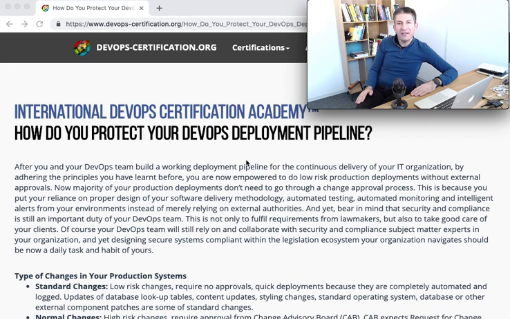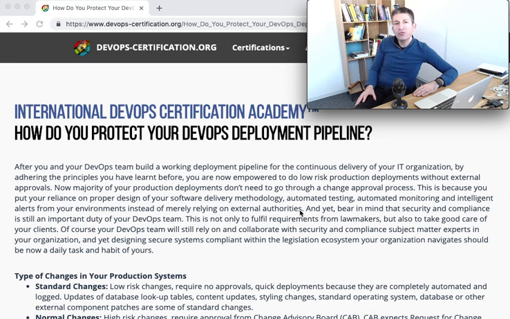So as we discussed in the previous lessons, you are able to build your deployment pipeline, right? We discussed how to set up the necessary tool chain to make sure that you have continuous integration and continuous test automation in place, and now you are able to deploy all this code into production, but also into your non-production systems without any hassle. And now, after you and your DevOps team build a working deployment pipeline for the continuous delivery of your IT organization by adhering to principles you have learned before, you are empowered to do low-risk production deployments without external approvals. Now, the majority of your production deployments don't need to go through a change approval process.